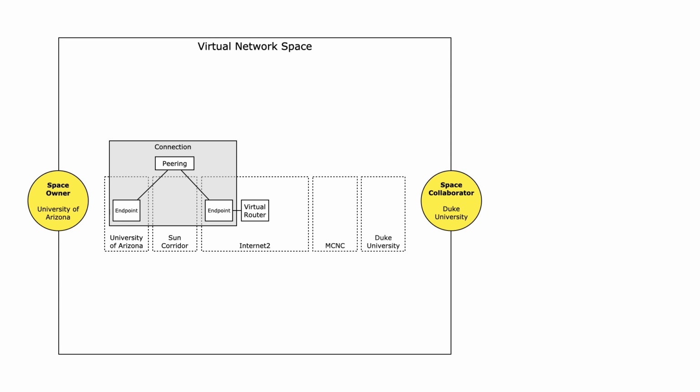Duke University connects to Internet 2 through MCNC. Duke University is going to build their connection to Internet 2. Okay, at this point, we have a working virtual network that connects the University of Arizona to Duke University through Internet 2, using 2 connections and a virtual router.